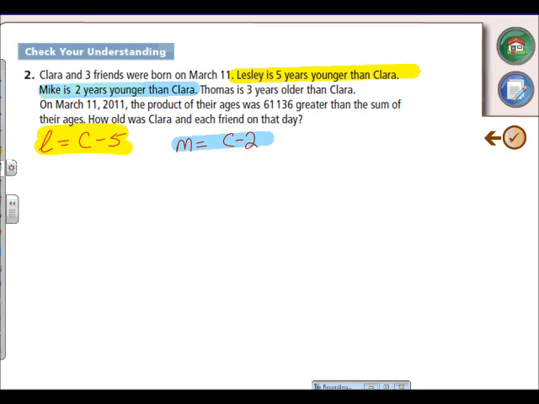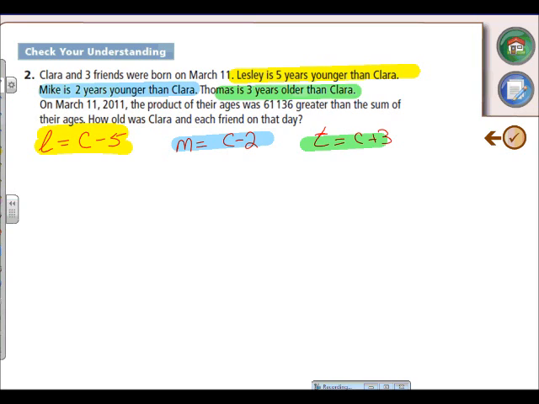Thomas is 3 years older than Clara. So Thomas is 3 years older than Clara. Remember, whenever we put younger than, older than means put it on the end of the statement. There we go. And on March 11th, 2011, the product of their ages was 61,136 greater than the sum of their ages.